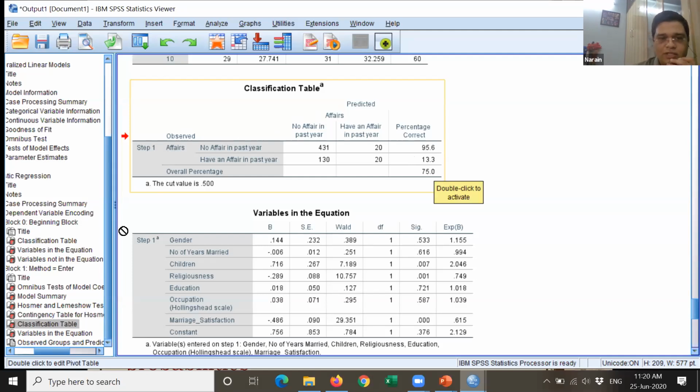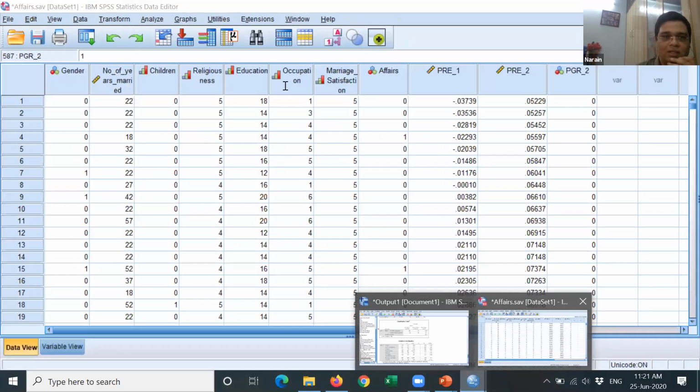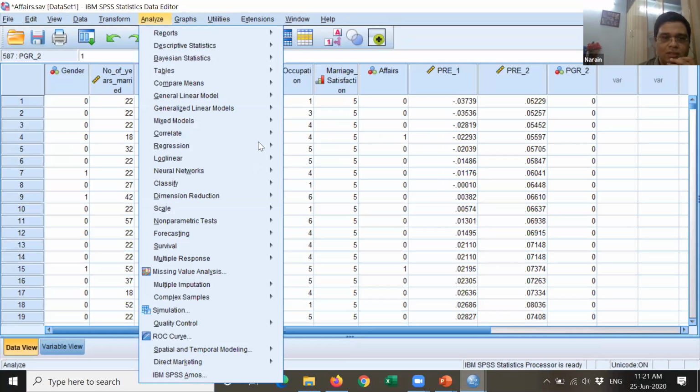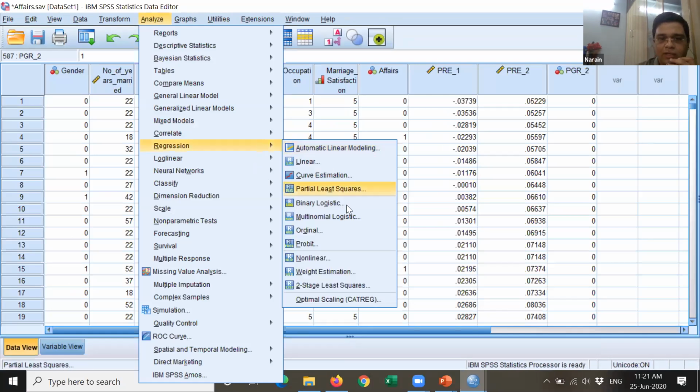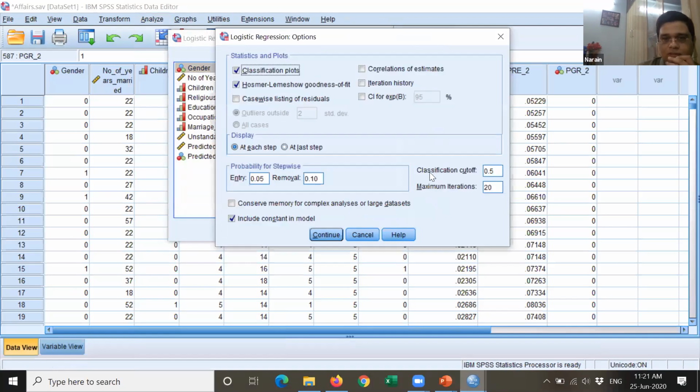Can we change it? Obviously, if my cutoff changes, so do my specificity and sensitivity. So let me just change the cutoff. I go to the same data set. I again go to analyze, regression, binary logistic. And in the options category, just look here. It says classification cutoff 0.5. I can change it to any number. Let me change it to 0.8, and I simply press OK.